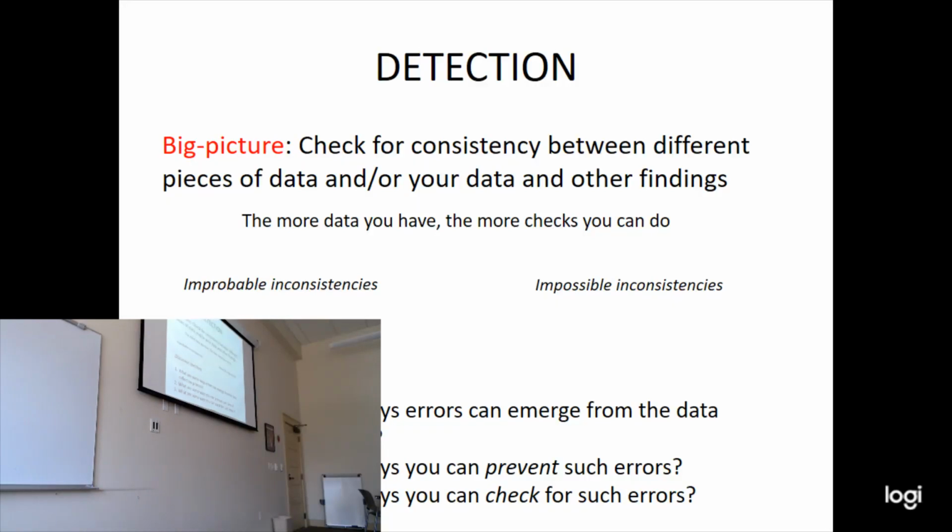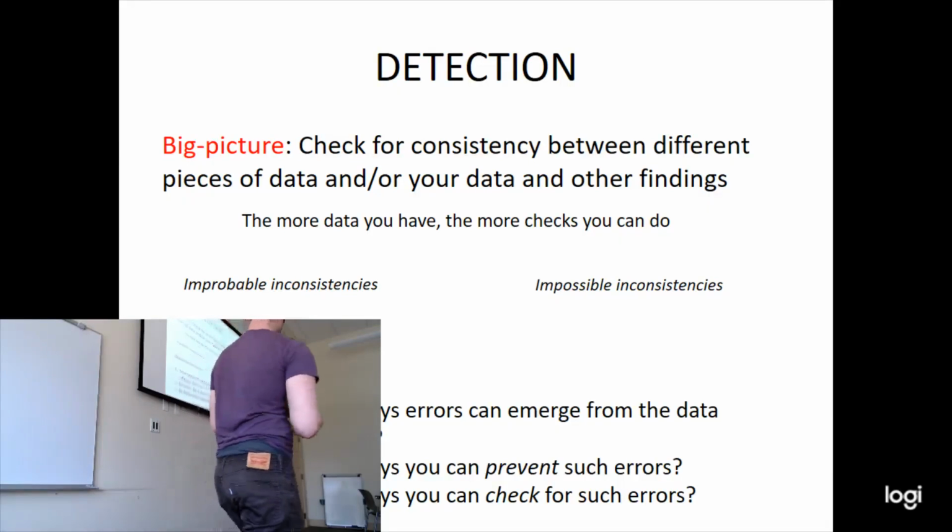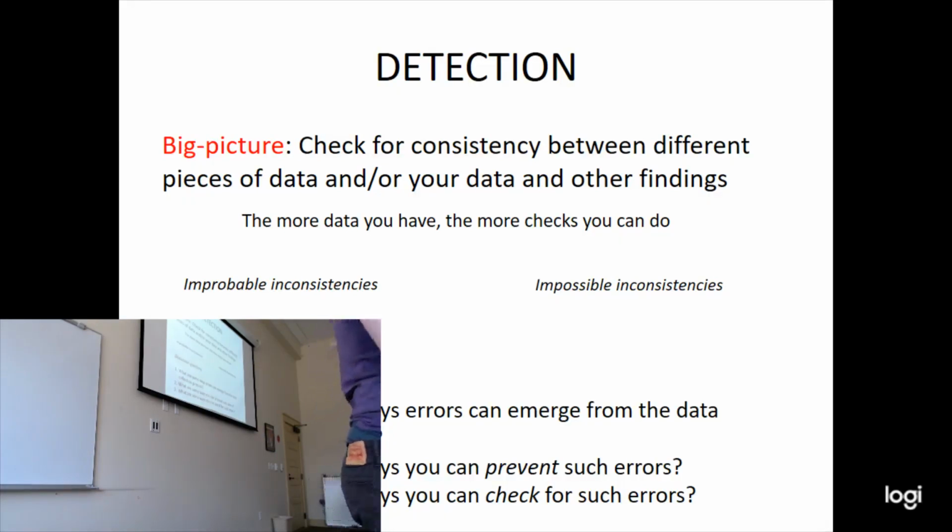All right, I hear people starting to drift off topic, so this might be a good time to bring it back. Let's focus on this first question. What are some ways that errors can emerge from your data collection process? Let's start with this group right here.